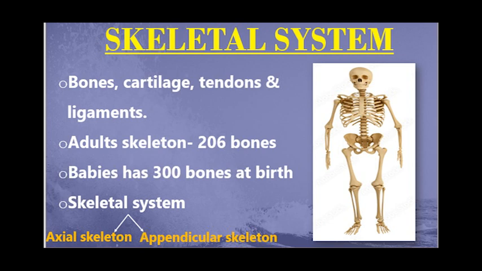The skeletal system consists of bones, cartilage, tendons and ligaments. It helps us in the movement. It contains about 206 bones, while the children's skeleton contains more bones because they are yet to be fused together. The skeletal system is divided into two: axial skeleton and the appendicular skeleton.